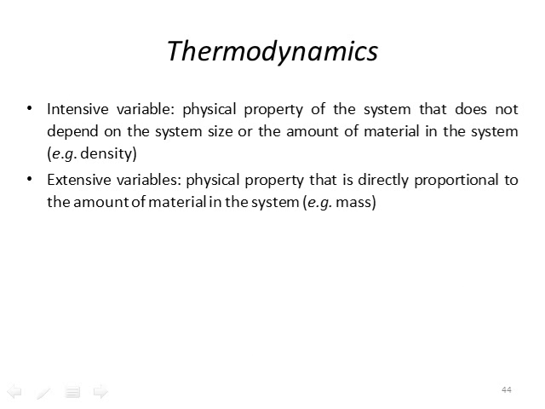Now, just a general definition: intensive variables are physical properties of the system that do not depend on the system size or the amount of material, for example, density. An extensive variable is a property that is directly proportional to the amount of material in the system, for example, mass. The mass of your system is dependent on the amount of material.